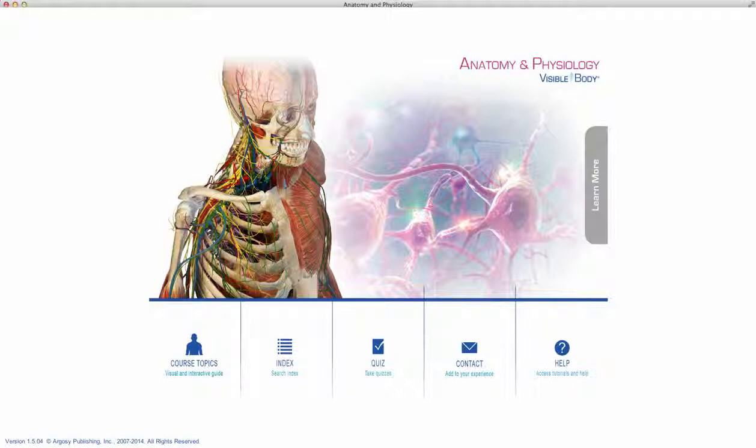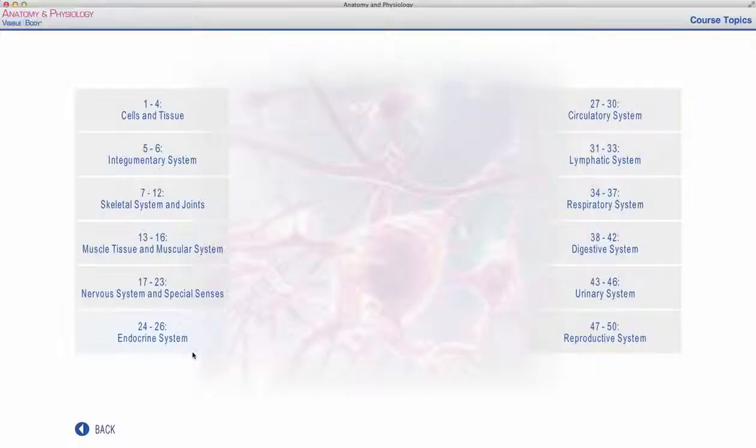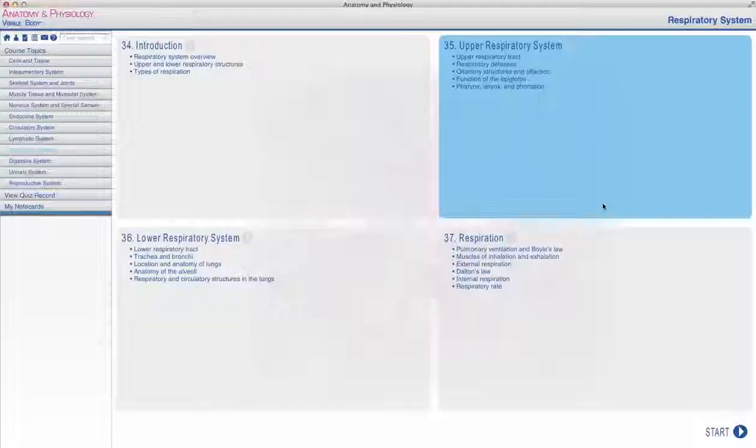I specialize in undergraduate instruction of human anatomy and physiology. Today I'll be demonstrating for you how the Visible Body software program could be used during a typical class lecture. You can access body systems through this tab, Course Topics, which will lead you to the system we're going to cover today, the respiratory system.